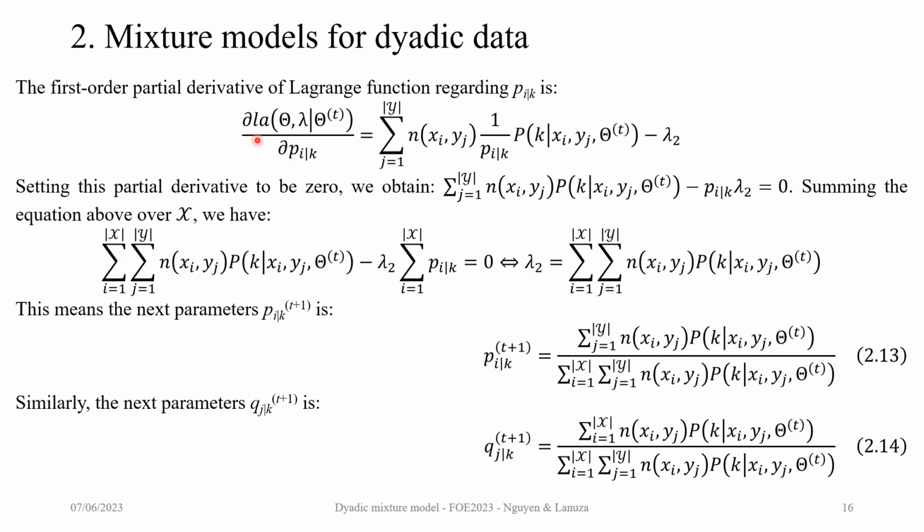The first order partial derivative of the Lagrange function regarding bi given k is here. Setting this partial derivative to be 0, we obtain here. Summing this equation over s, we have this. This means the next parameter bik is specified by equation 2.13, and similarly the next parameter qjk is specified by equation 2.14.